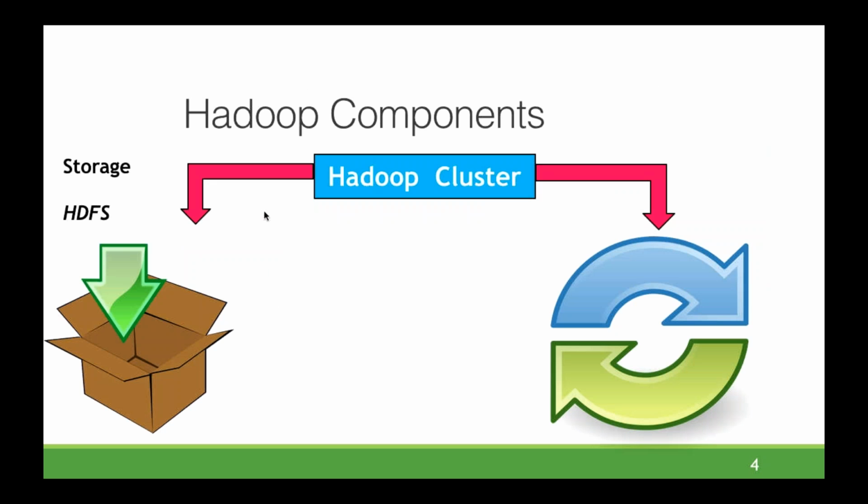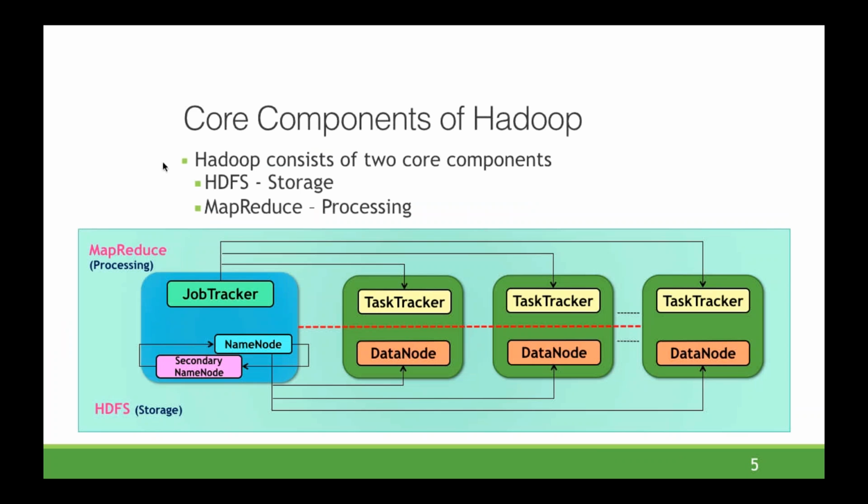So Hadoop components, I told you there are two. Core Hadoop consists of two components. One is storage and the other is processing. The storage part is the HDFS, while the processing part is MapReduce. So that is what core Hadoop consists of. We need to first store the data, which we do through HDFS, and the processing that we do through MapReduce.